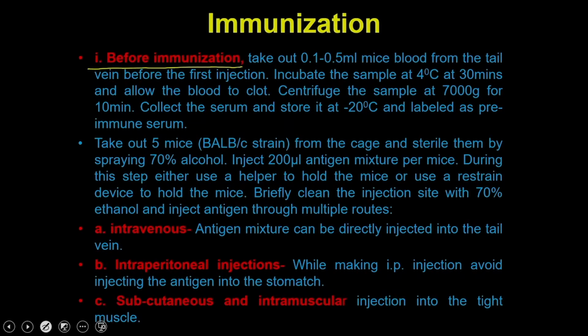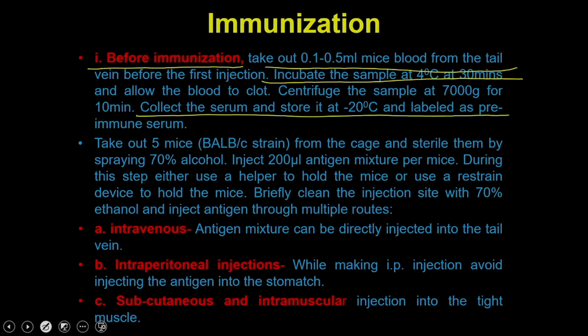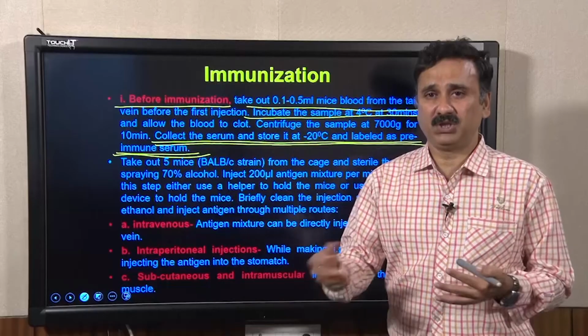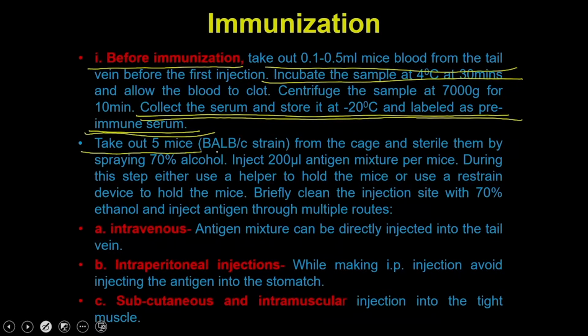Then before the immunization, you take out the blood, so that it is going to tell you what the titer of the antibodies present in the animal is before you did the immunizations. Incubate the sample at 4 degrees and then you collect the serum, and you label it as a pre-immune serum, which means you can collect the serum and store it at minus 20 degrees, and that is going to be a control serum, so that it will tell you the amount of antibodies present in this animal before doing the immunizations. Then you are going to do the immunizations.